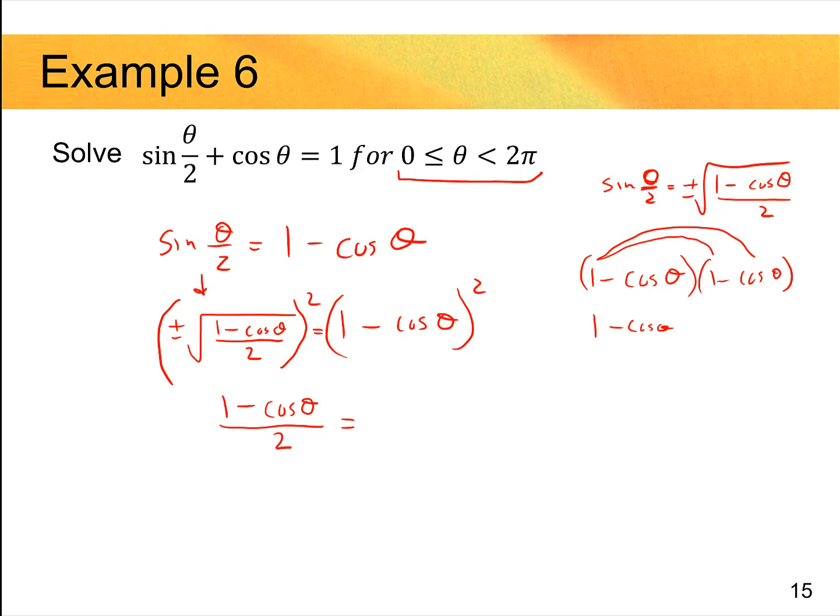And then negative cosine times 1 is another negative cosine. And then negative cosine times another negative cosine makes a positive cosine squared theta. Okay, so let's bring that down. This is going to be 1 minus 2 cosine theta plus cosine squared theta.